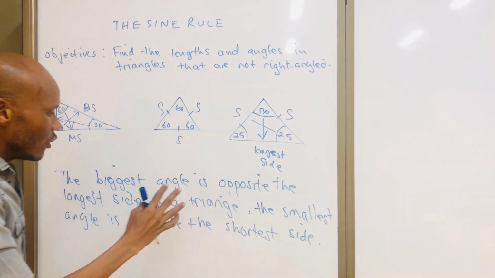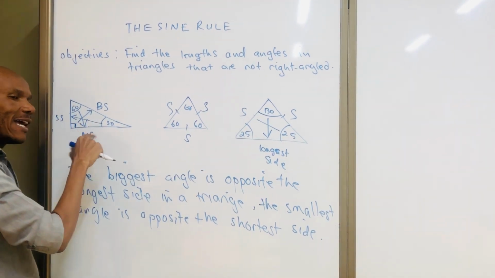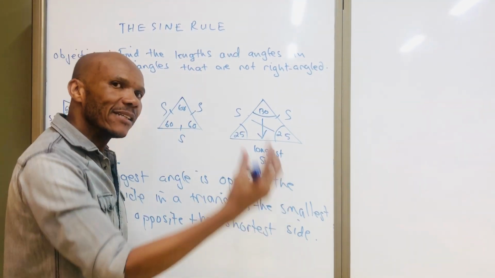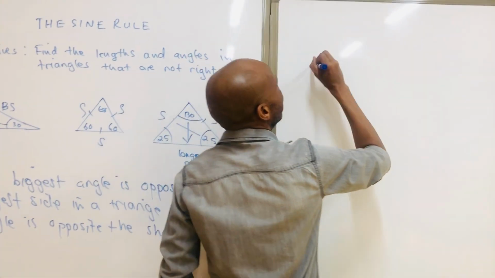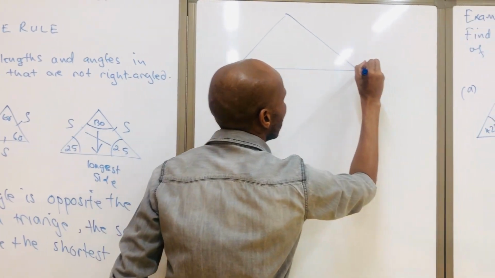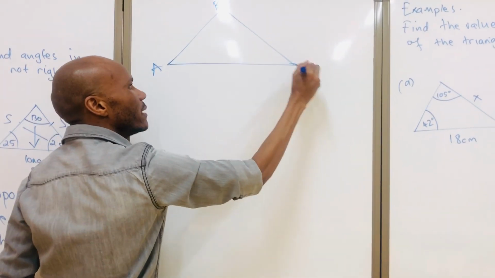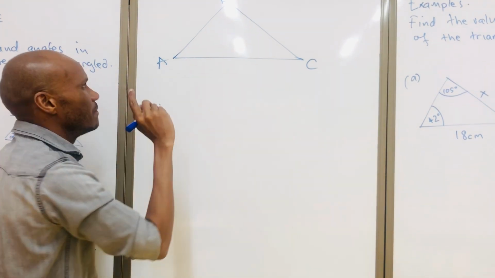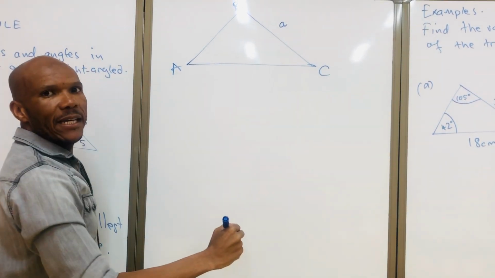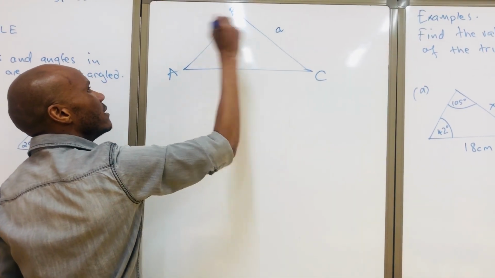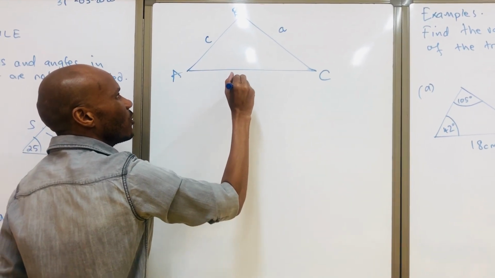So now we know there is a relationship between the side and the angle opposite, or the angle and the side opposite, okay? So keep that in mind. But now, let us look at this kind of triangle. Here we have your A, your B, and your C. Remember that opposite the angle A we have small a, opposite C we have small c, opposite B we have small b.